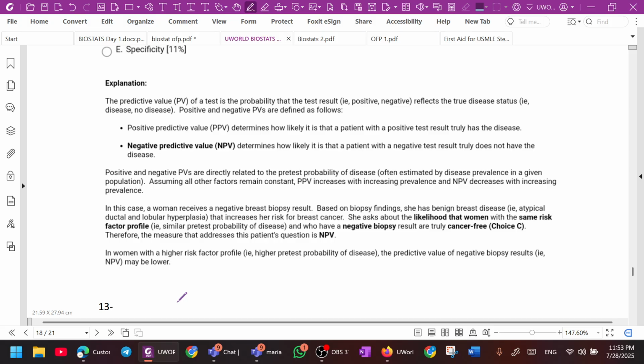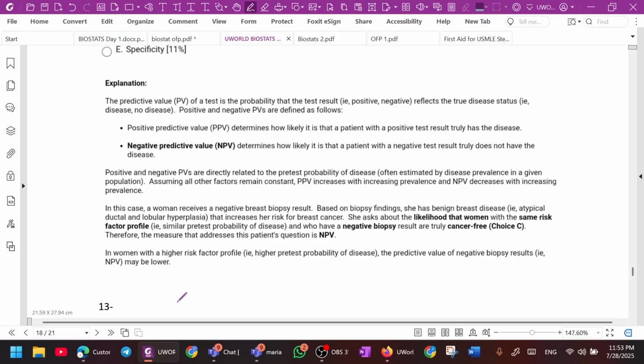The predictive value of a test is the probability that the test result, positive or negative, reflects the true disease status, that is, disease, no disease. Positive and negative predictive value are defined as follows. Positive predictive value determines how likely it is that a patient with positive test results truly has the disease. Negative predictive value determines how likely it is that a patient with negative test truly does not have the disease.